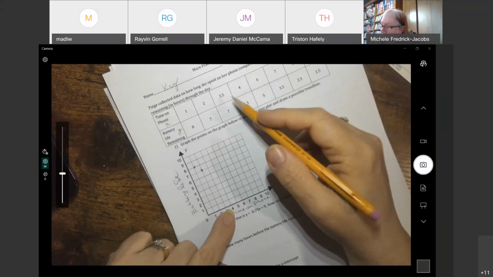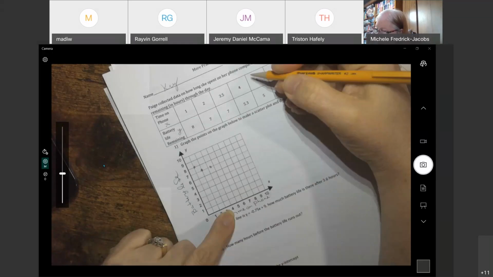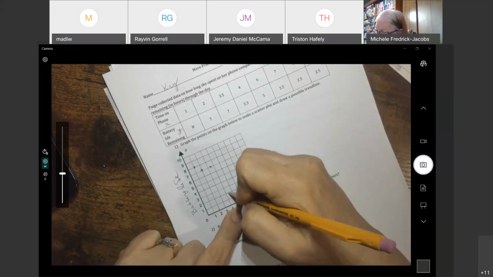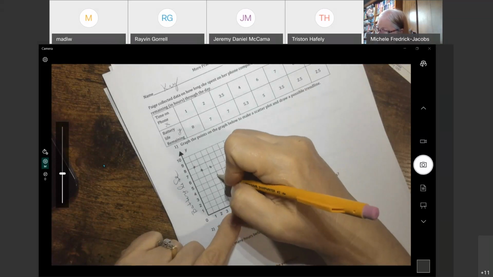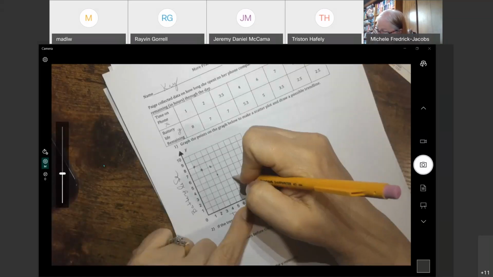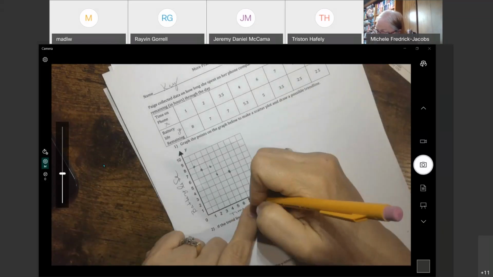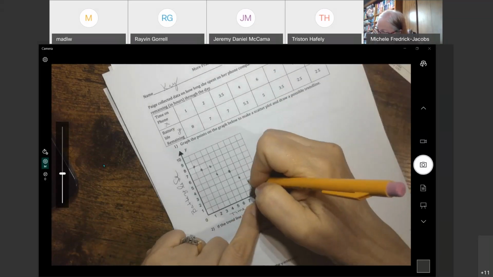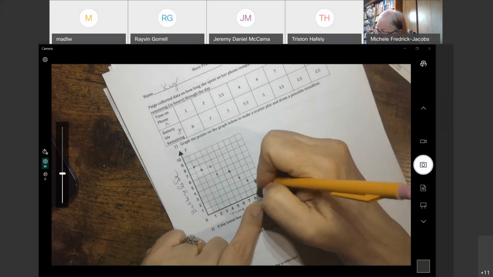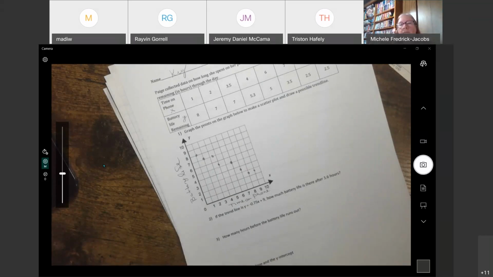So 3.5, 7. 4, 5.3. Oops, 4. 6, 5. 7. 8. Okay. So it should look something like this. Is there any questions on plotting points?